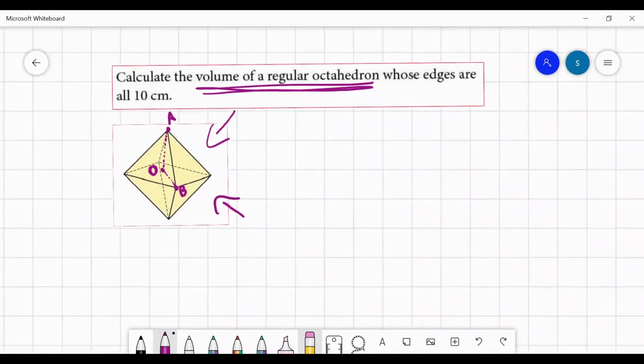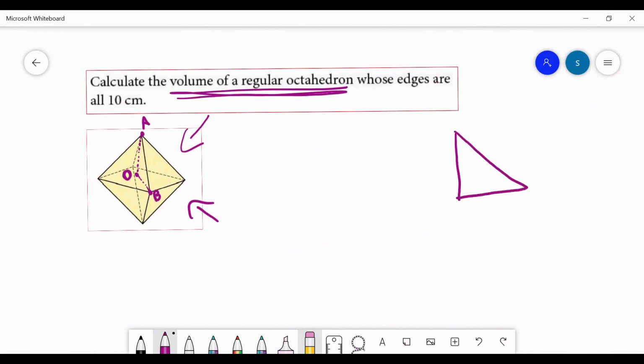So if I have to draw a clear diagram of this, it will look something like this. This is going to be A, this is O, this is B. This is the height that we have to calculate, and OB is basically half of the diagonal of the square. The base is a square, right? So half of the diagonal of it is OB. For a square whose side is 10 centimeters, the diagonal is 10 root 2, and half of that is going to be 5 root 2. This is 5 root 2.